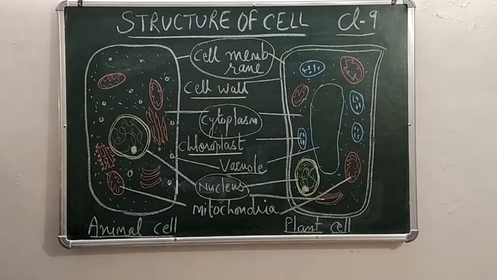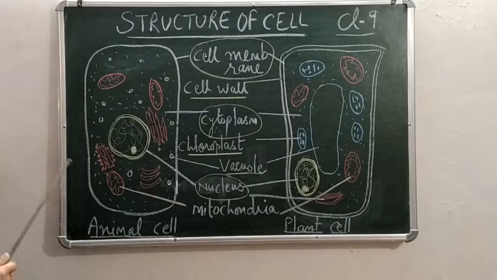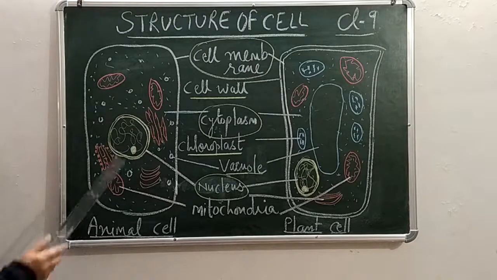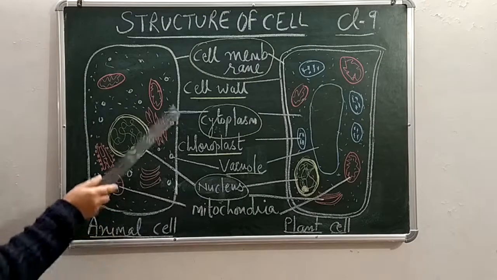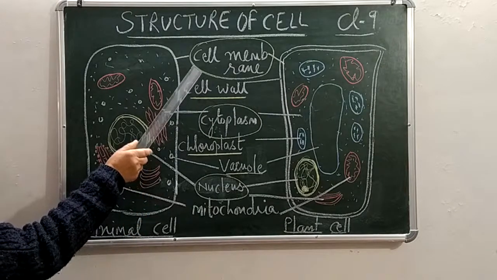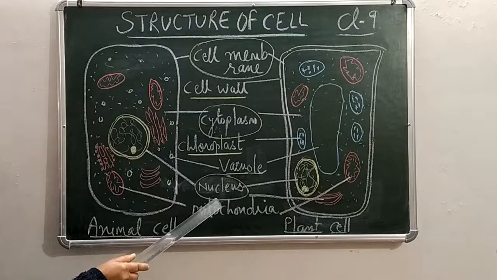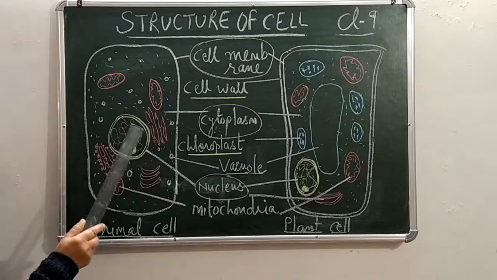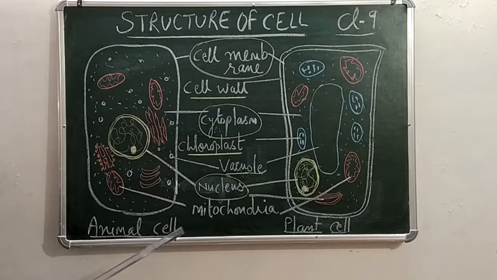When the cell was studied under the microscope, various parts of different types of cells, plant and animal cells, were observed. In general, the structure of a cell has three main parts. You can see in all these labelings, three parts have been circled. Number one is cell membrane, then cytoplasm, and the third is nucleus. It means these three parts are present in every cell, whether it is a plant cell or an animal cell.